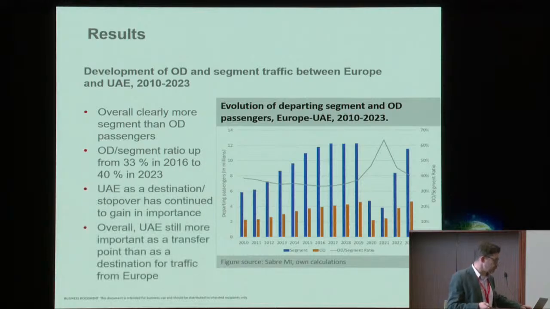So how has traffic developed? Here you see the segment passengers in blue and the OD passengers in orange, and you see clearly that overall between Europe and the UAE, segment passengers are more important than OD passengers. So there's definitely a big focus on the hub function of Dubai and Abu Dhabi, but the OD segment ratio has increased from 33% in 2016 to 40% in 2023. This means that overall the UAE has gained in importance as a destination. So we have a higher share of OD passengers now who really want to fly into the UAE.